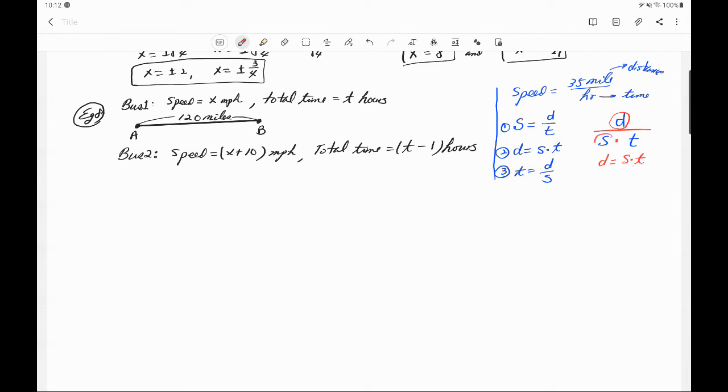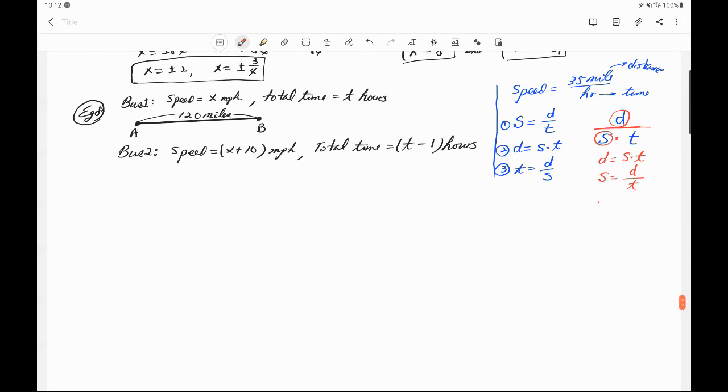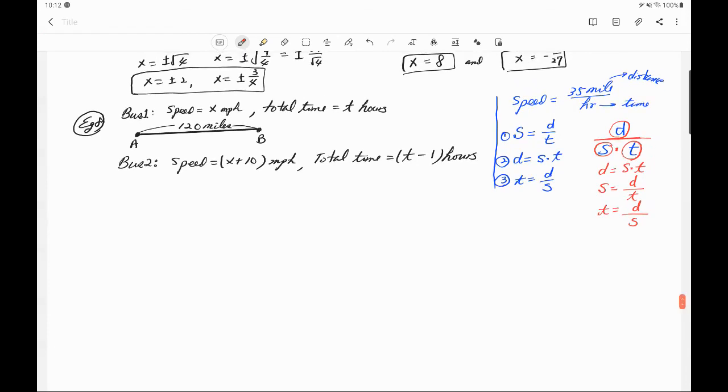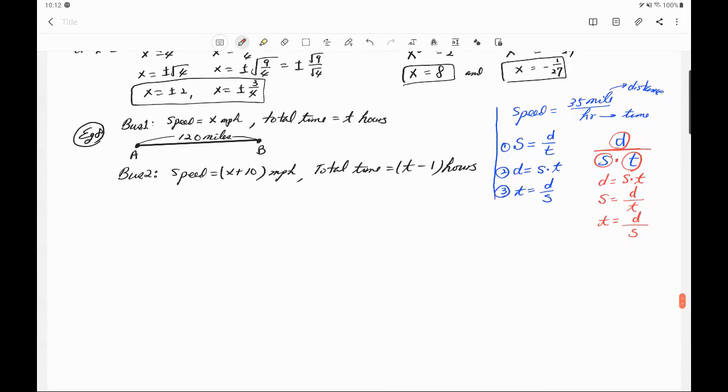How about the speed? Then speed equals, write down D, and D is separated by the fraction bar, right? So you can write it like this. The speed is equal to distance over time. And the time, you can get the time, so time equals distance in the numerator, the upper part, and the S is at the bottom. So you can write it as this. Okay, so if you forgot the equation related to the speed, then you can think of these two methods.